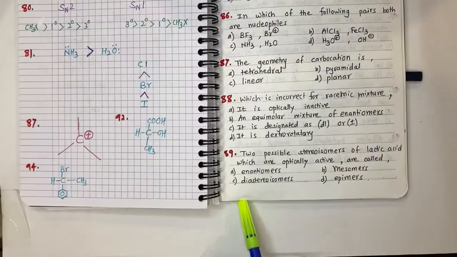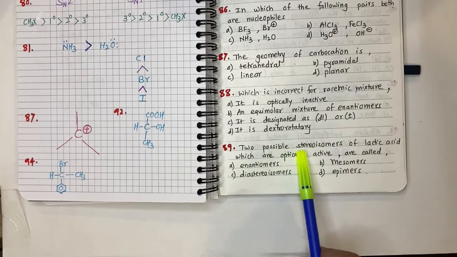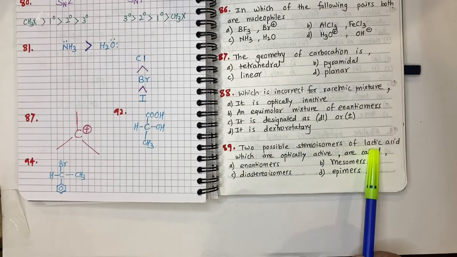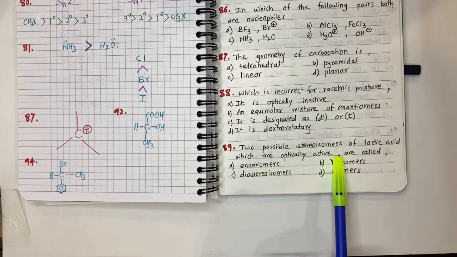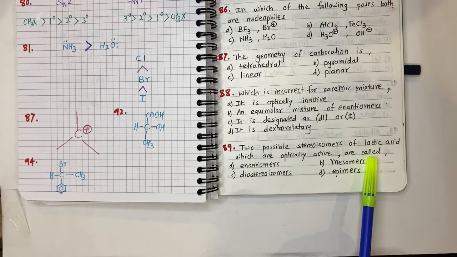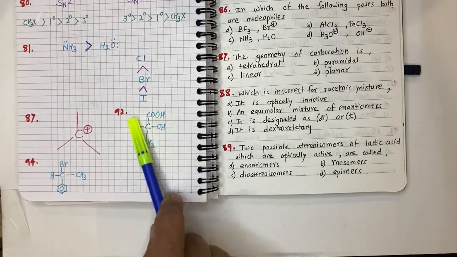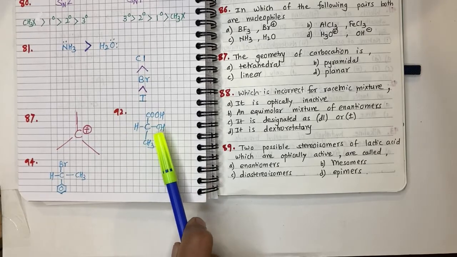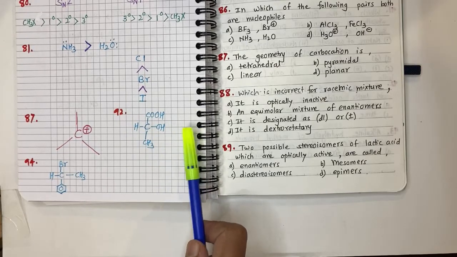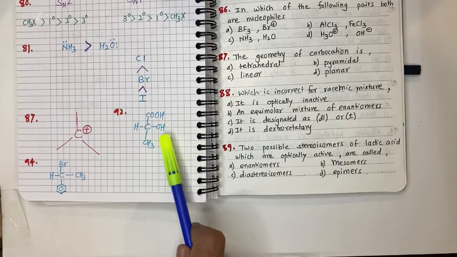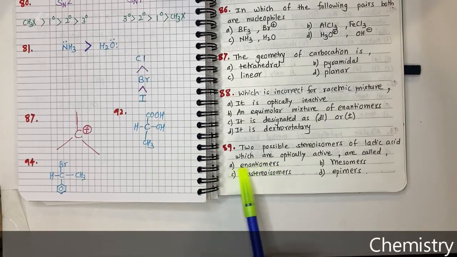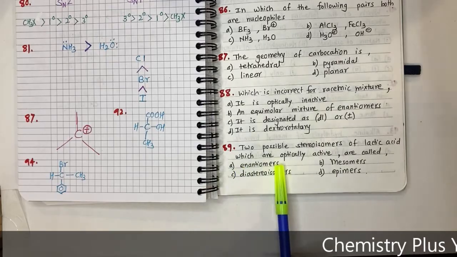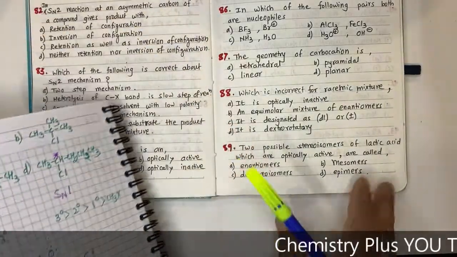Okay, next. Two possible stereoisomers of lactic acid which are optically active are called. Now this is lactic acid, and its mirror image. Now both these are enantiomers. These stereoisomers are called enantiomers of each other. Okay, next question.